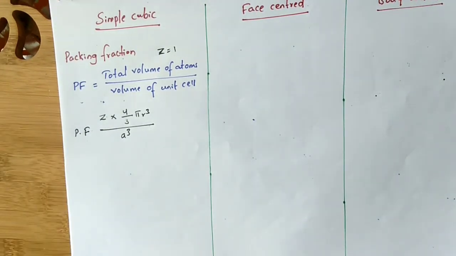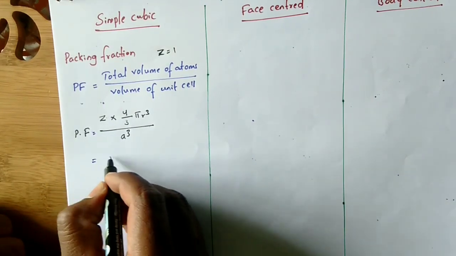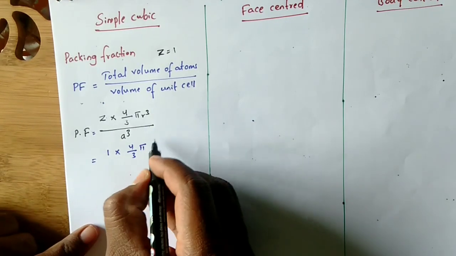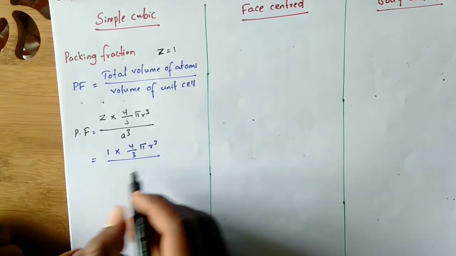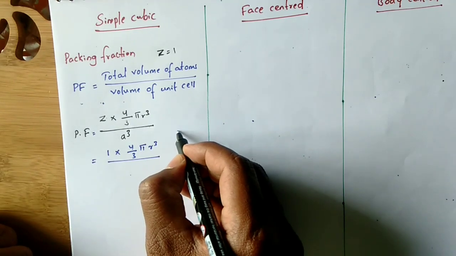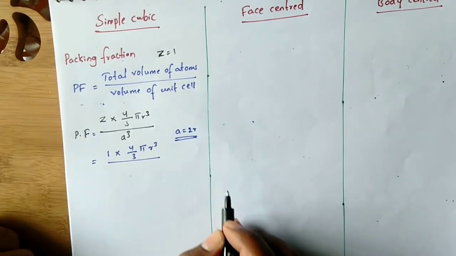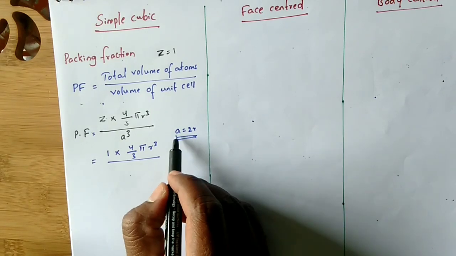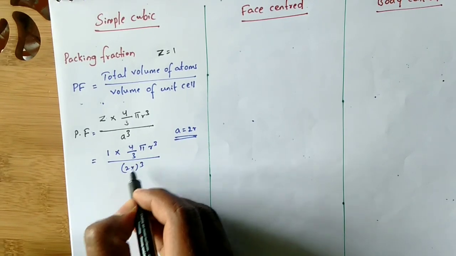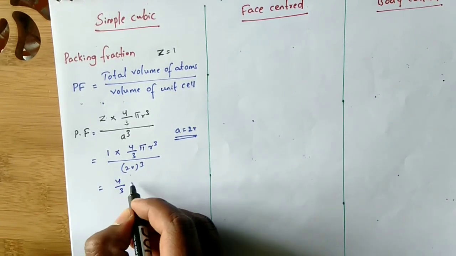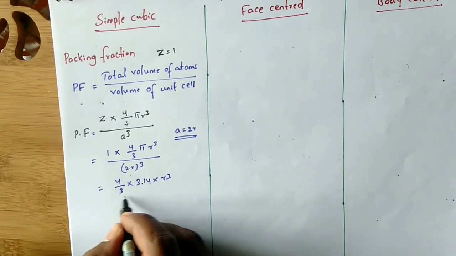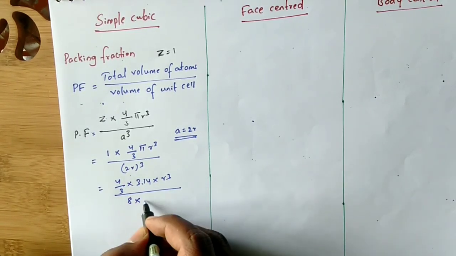Now here z equal to 1 into 4 by 3 pi r cube, by what is A cube? For simple cubic, A equal to 2r, right? What is the relation between radius and edge length? A equal to 2r. So just mention here 2r cube. So 4 by 3, pi means 3.14 into r cube by 2 cube, means 8 into r cube.